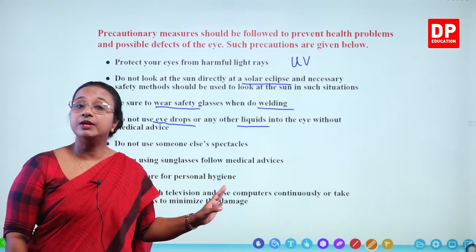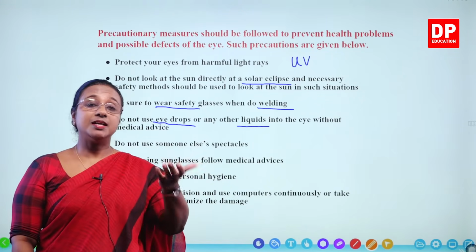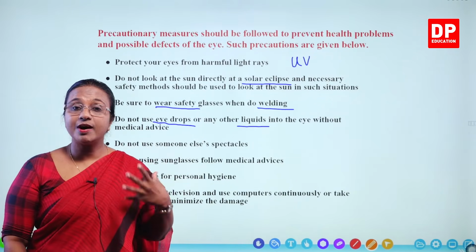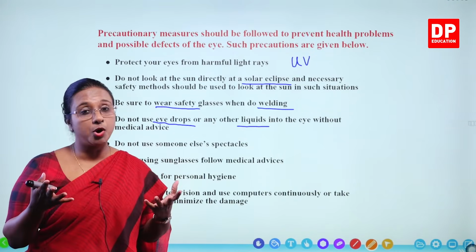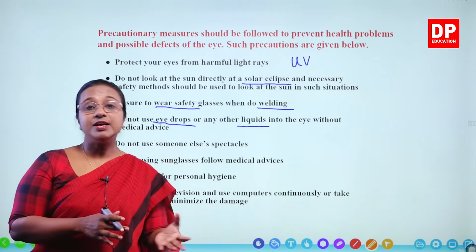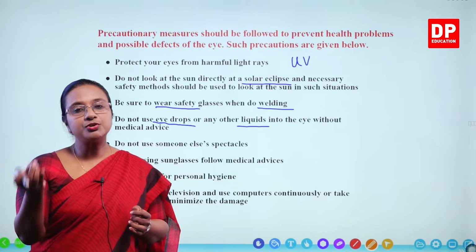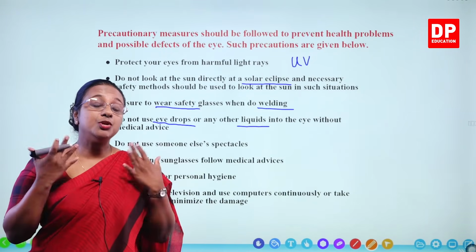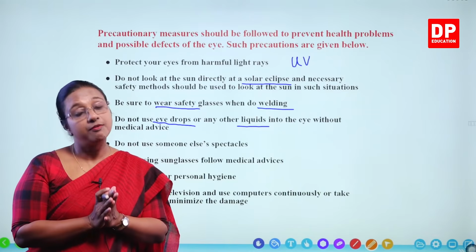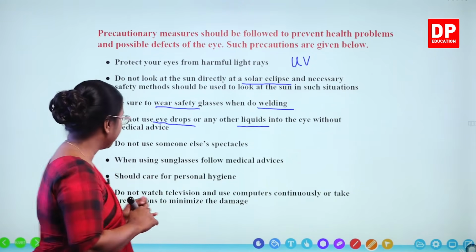Without that, don't put anything into your eye. Even when you have a bath, when you have a head bath, if shampoo or something goes into the eye, you have to make sure you wash it well with a lot of water. Or in the lab, when you are doing some activity, by mistake, if even a small drop of something goes into the eye, then immediately you have to wash it with a lot of water so that your eye is safe. You have to remember that.